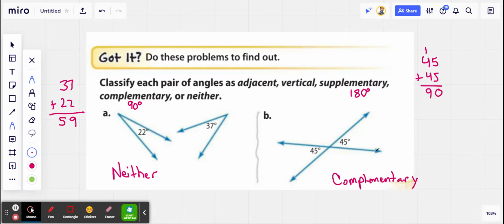All right. Now, are they adjacent or vertical angles? Well, they don't really share anything. Are they formed when two lines intersect? We have a line here and a line here that are intersecting. These two angles were formed because of that. So this would make them vertical angles. Vertical.